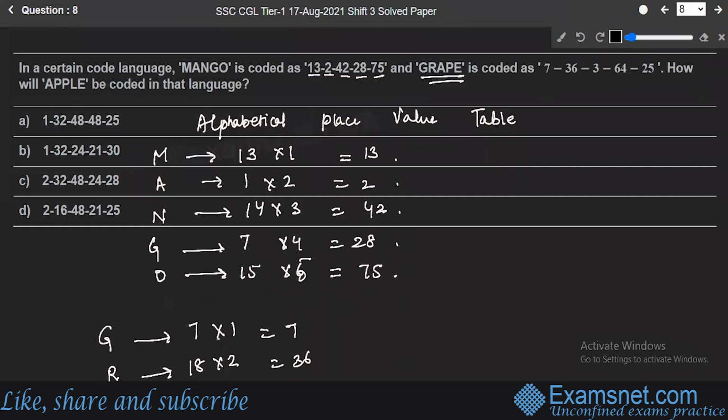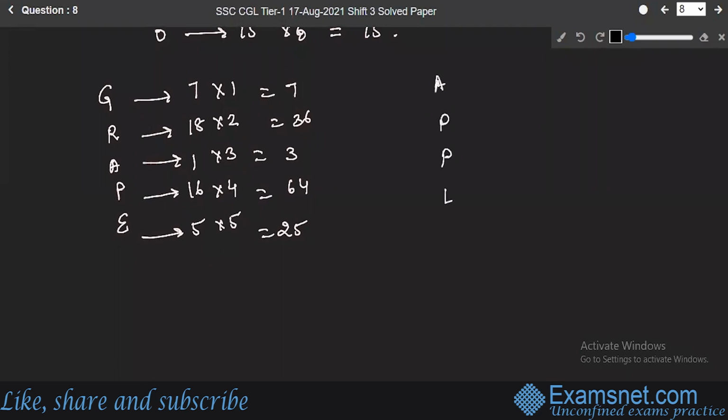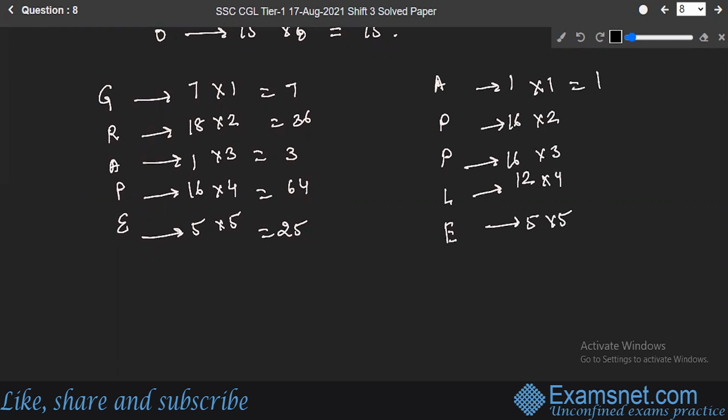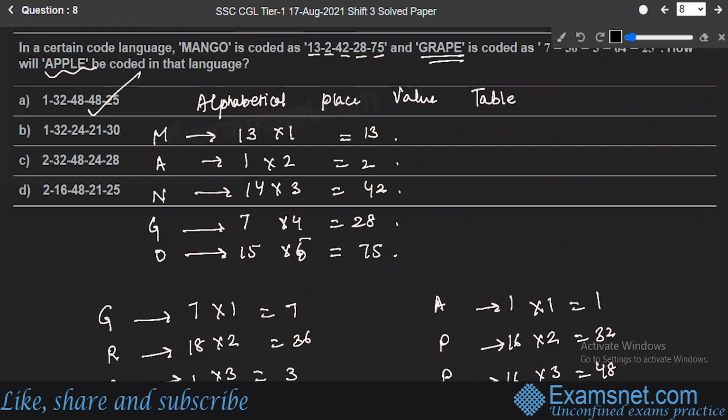Right. Now in the question, you are asked to find the code of apple. So let's find out the code of apple using the same logic. APPLE. A is at position 1, P's position is 16, L is at 12 and E is at 5, right? So 1 into 1, into 2, into 3, into 4, into 5. This will give you 1, 32, 48, 48, 25. So the code is 1, 32, 48, 48, 25. Let's check with the options which is the correct one. Option A is the correct answer to the question.